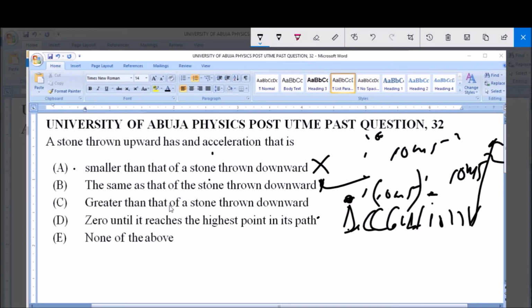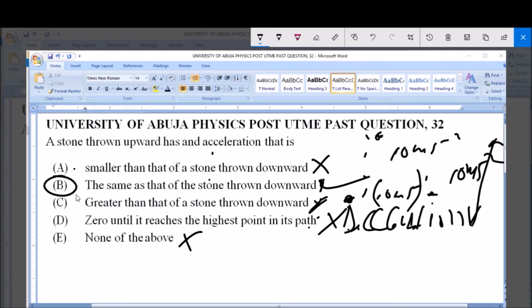Now C, it's greater than that of the stone thrown downwards. It's false. I told you it is actually the same. And D, it says 0 until it reaches the highest point. Now the acceleration is 10, but when it reaches the highest point, it is 0. So this is actually a misconception. It's actually wrong. None of the above is also wrong, because like I said, B is actually a correct point.